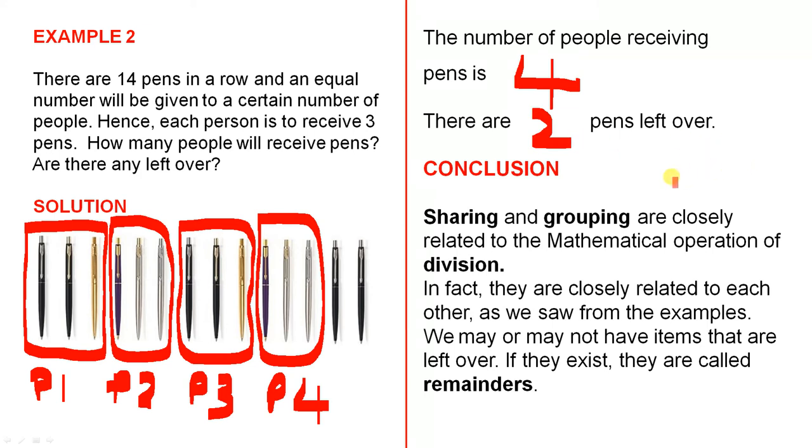So the conclusion. Sharing and grouping are closely related to the mathematical operation of division. In fact, they are closely related to each other, as we saw from the examples. We may or may not have items that are left over. If they exist, they are called remainders. So I hope that's given you a good idea about sharing and grouping.